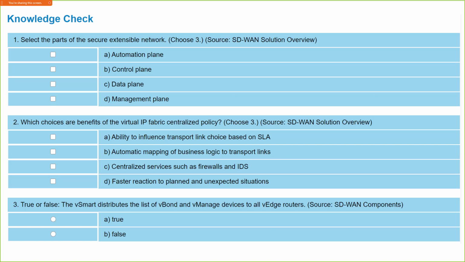True or false? The vSmart distributes the list of vBond and vManage devices to all the vEdge routers. Does that sound like what it does? No, it's not what the purpose is. The vEdge routers don't need to know where all the vBond and vManage devices are. They just need to be able to get their configuration and register, right? So that would be false in this case. Do you agree with that? I do, yeah. Yep.